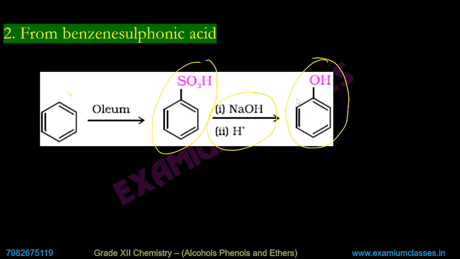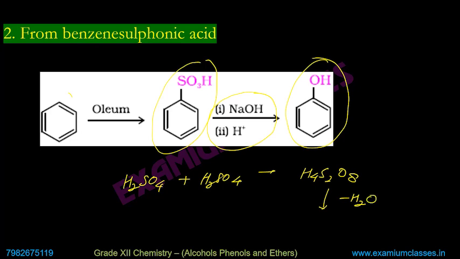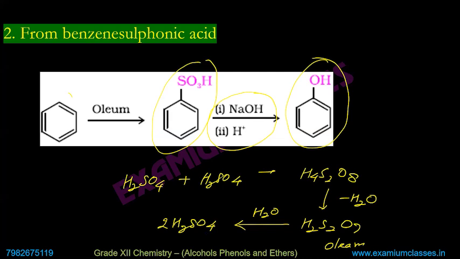Oleum is concentrated H2SO4. If you have H2SO4 plus H2SO4, you will get H4S2O8. But if you remove one water molecule from it, then it is H2S2O7. This is known as oleum. In oleum, if you add water, it will get converted to H2SO4.